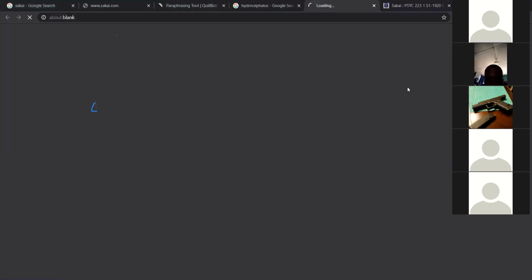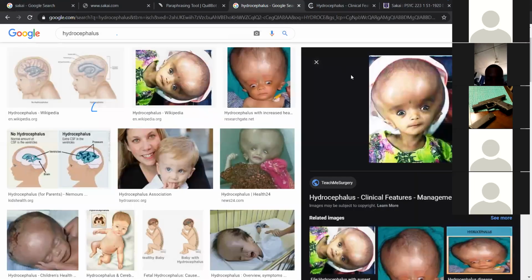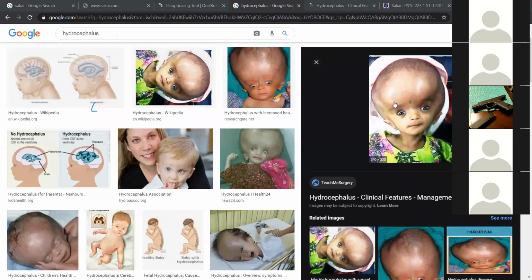So that's a typical hydrocephalus patient. We normally say it happens to infants or children. You see the person's head is very big. So it's sometimes called hydrocephalus, water on the brain. The essence is that there's a lot of cerebrospinal fluid within the brain.